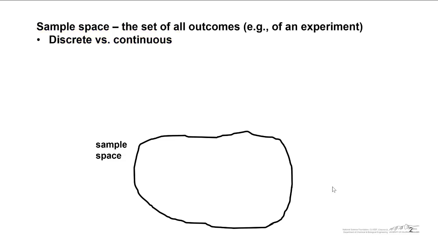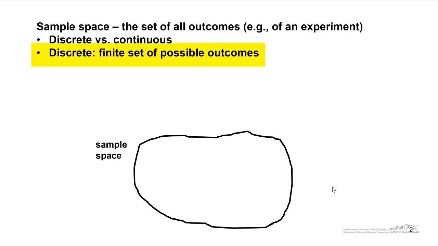When we're looking at coin flipping experiments, for example, taking 10 coins and throwing them down in one single toss and looking at the number of heads out of those 10, we could have 0 heads, 1 head, 2 heads, 3 heads, all the way up to 10 heads. That represents a discrete sample space because it represents a finite set of possible outcomes.